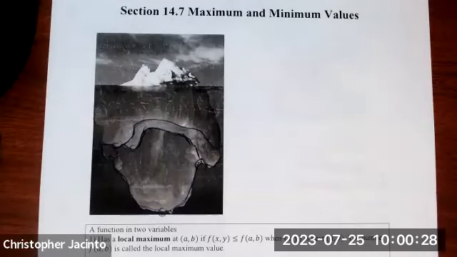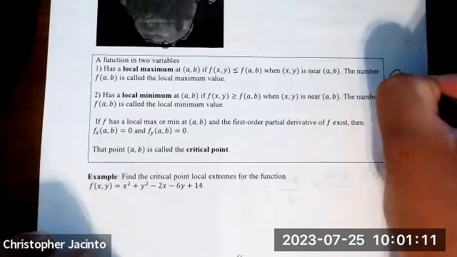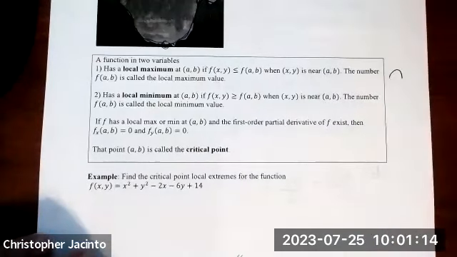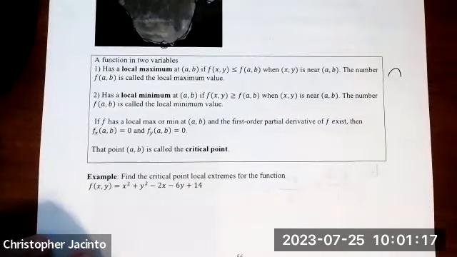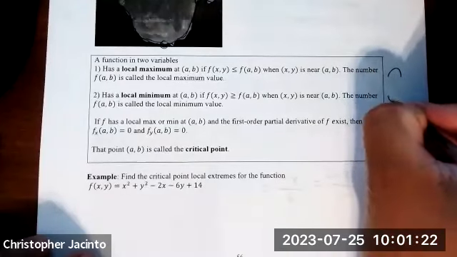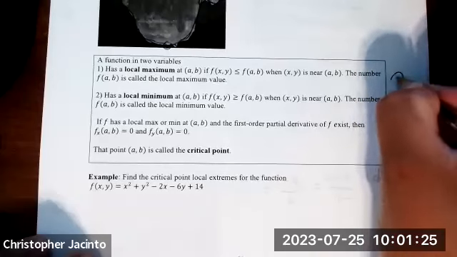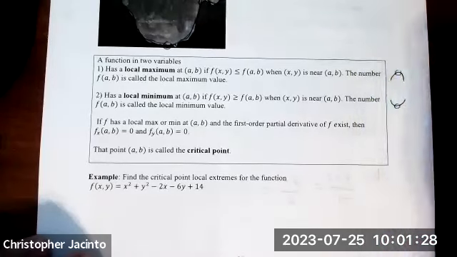Given a function of two variables, it has a local maximum, using the same general definition as single variable calculus: if f(x,y) is less than or equal to f(a,b) when (x,y) is near (a,b), then the number is called a local maximum, right? So basically, this is happening. This one has a local minimum at (a,b) if everything is now greater than it. So just like normally, everything's smaller than it, or everything's bigger than it, near (a,b).